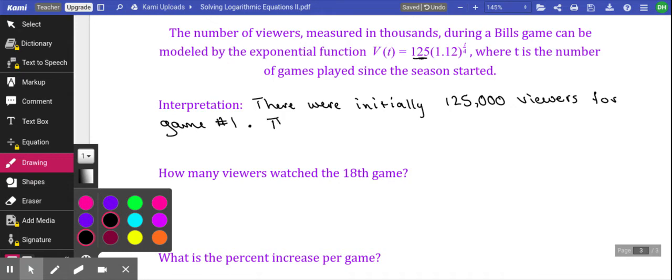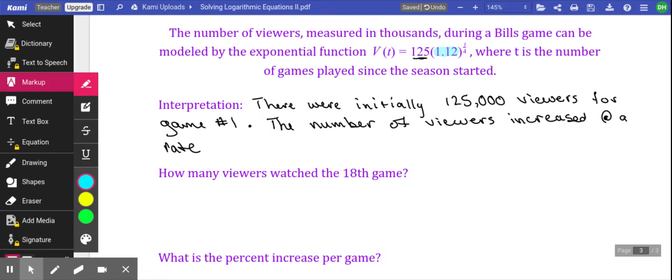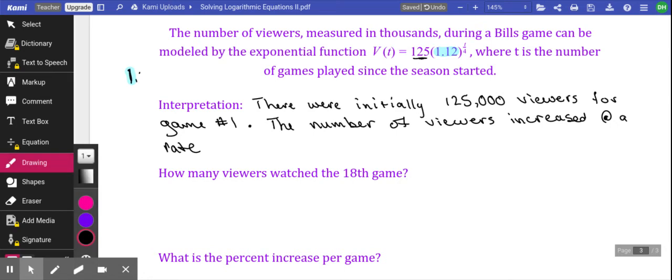Okay. And the number of viewers, did it increase or decrease? The number of viewers increased at a rate. Now, why did it increase, right? It's all because my base was bigger than 1, right? Now, if I subtract a 1 from that base, let's go 1.12 minus 1, and then move the decimal place twice. So it's increased at a rate of 12% every 4 games. Okay, because that exponent talks to us about the frequency, like how frequently that 12% kicks in and occurs.